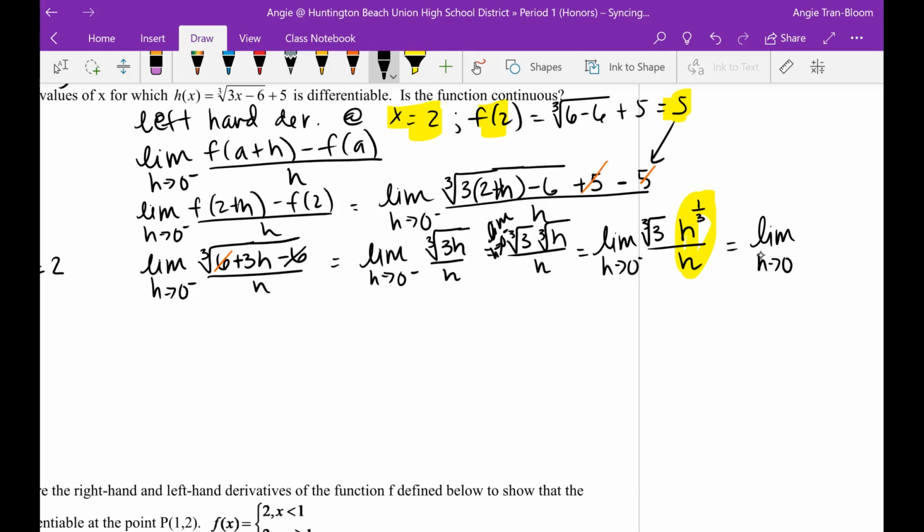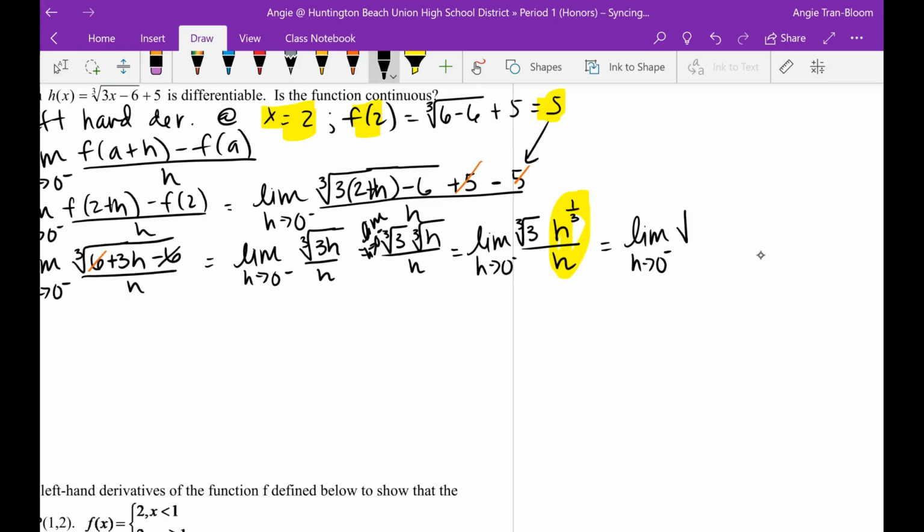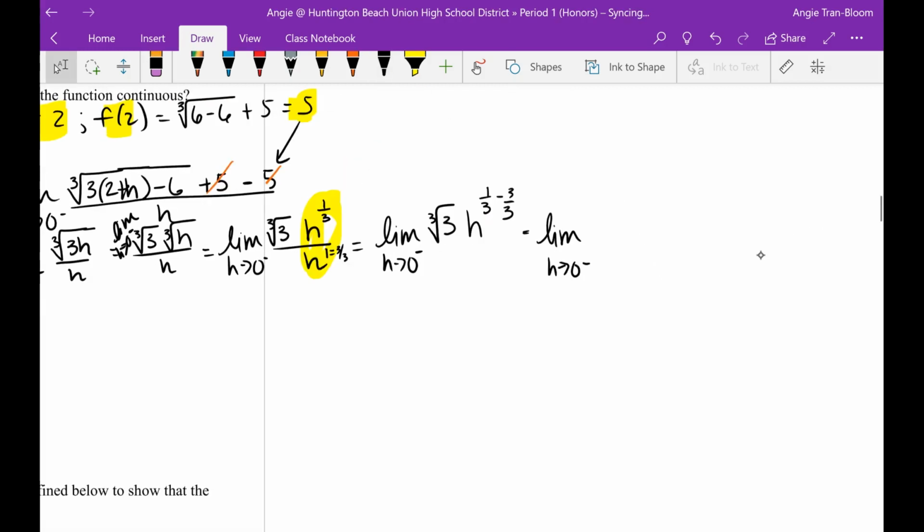Limit as h approaches 0 from the left. I'm going to keep the third root of 3 here, no worries. Those two have the same base, so when you are dividing, you can subtract the exponents. Would you agree with that? So it's going to be h to the power of 1 minus 1/3. This has a power of 1, which is really 3 over 3, so I'm going to do 3 over 3 minus 1/3, which is really now the limit as h approaches 0 from the left of the third root of 3 times h to the negative 2/3 now. Okay, see that right there?